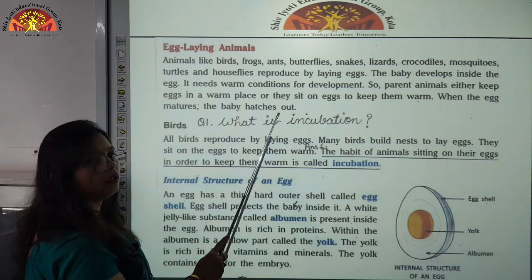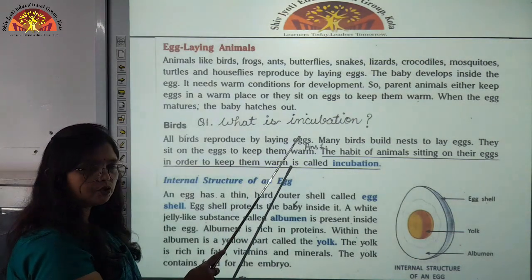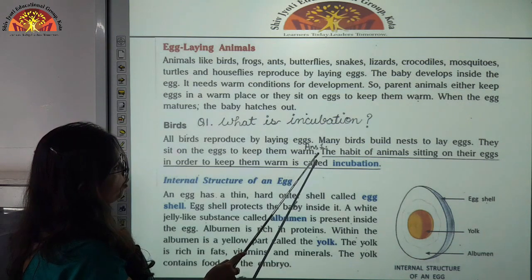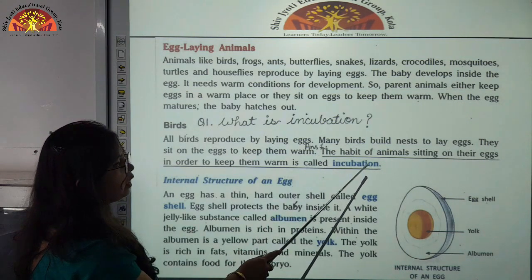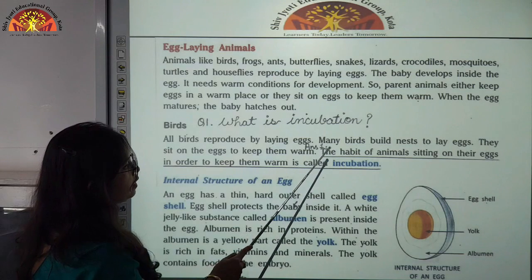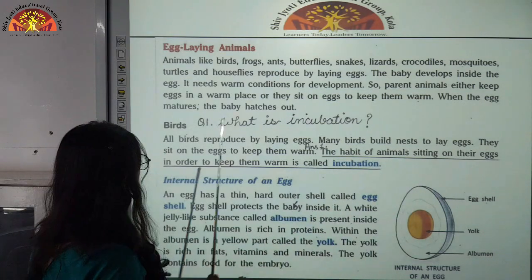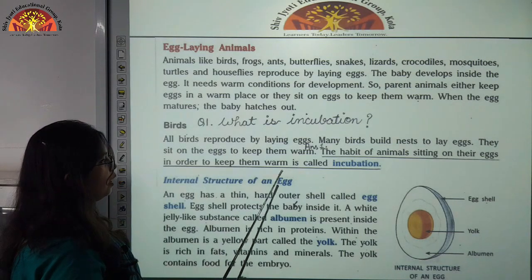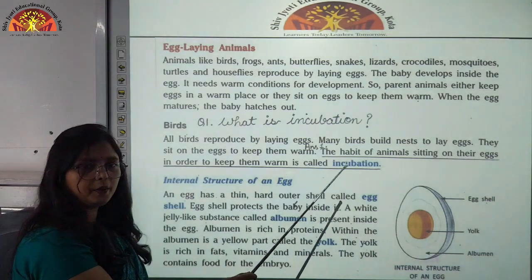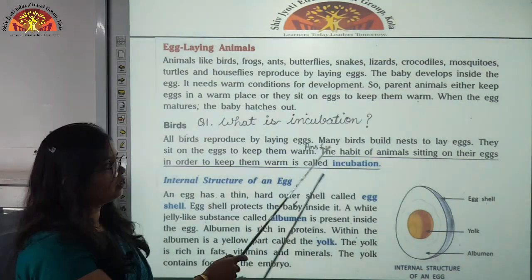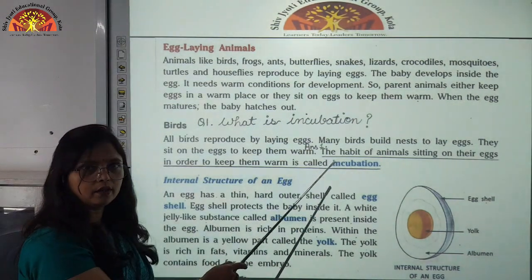What is incubation? And the answer to this question is, you can mark it here, underline it, from "the habit" till "incubation". So the answer is, the habit of animals sitting on their eggs in order to keep them warm is called incubation. This complete answer you have to mark till incubation and write it over here, answer one, okay.